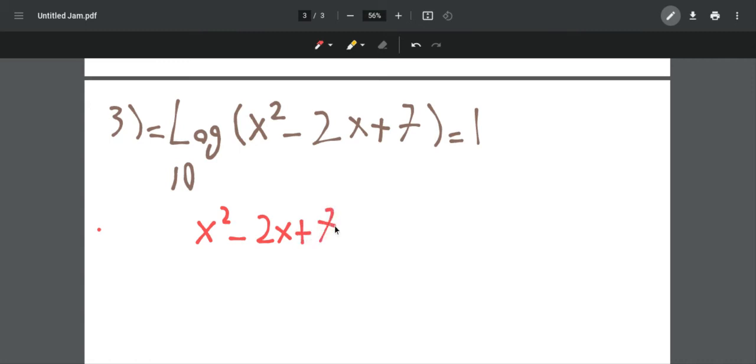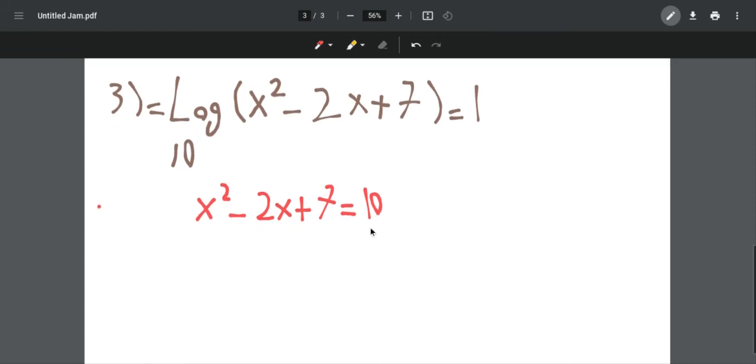You know that anything to the power of 1 is just itself. Now, I want to subtract 10 from both sides. So this side becomes 0, and this side becomes x squared minus 2x, and then 7 minus 10 is just minus 3. This is equal to 0.